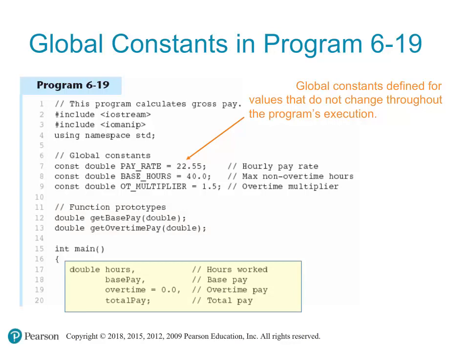The local variables in main include hours, basePay, overtime, and totalPay. They are local variables defined in the main function. These variables will hold the hours worked, base pay, overtime pay, and the total pay respectively.